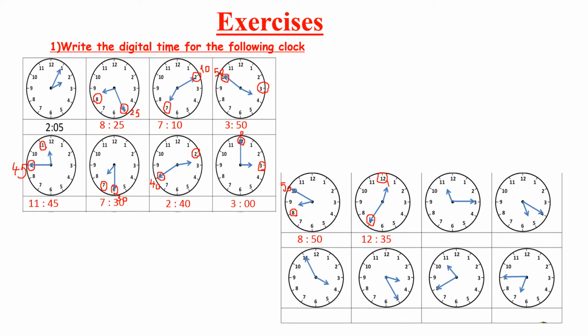The next here, the smaller at 11 and the greater at 3. When it's at 3, it's 15 minutes, so it will be 11 and 15 minutes. Here the smaller at 5 and the greater at 4. When the minute hand is at 4, it will be 20 minutes, so it will be 5 and 20 minutes.